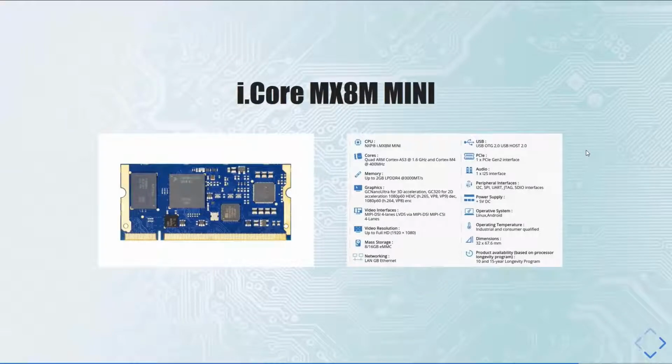The system on module chosen for this application is our i.Core MX8M Mini, with an NXP processor with up to 4 Cortex-A53 and a Cortex-M4 for real-time. All the specifications about this hardware, as for all the other Engicam system on modules and boards, can be found on the Engicam website.